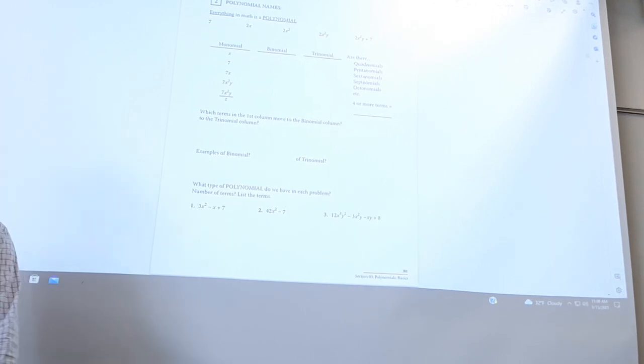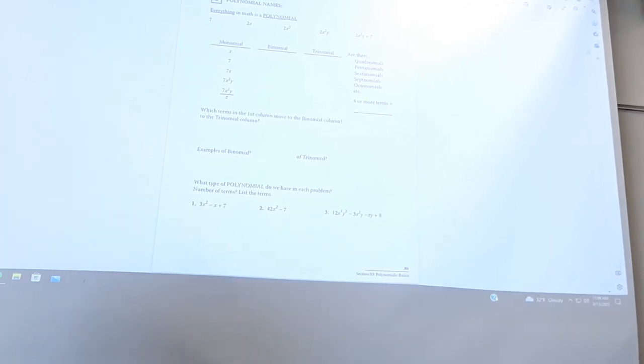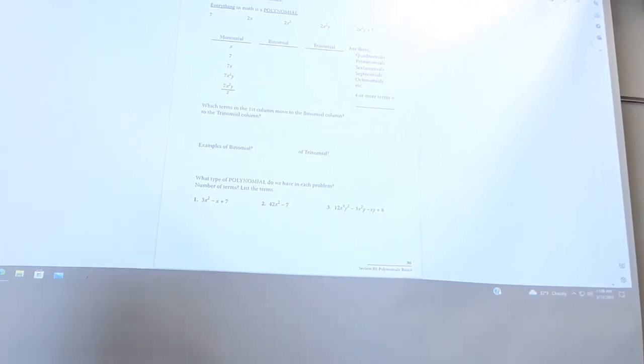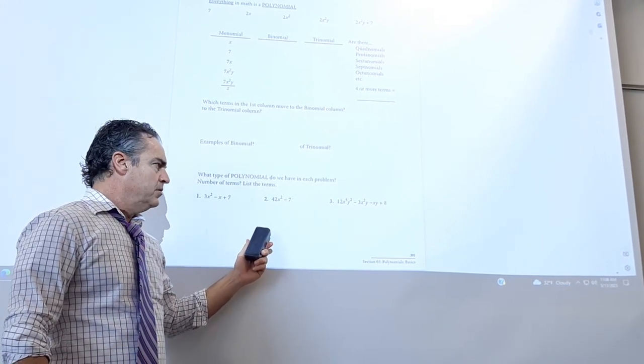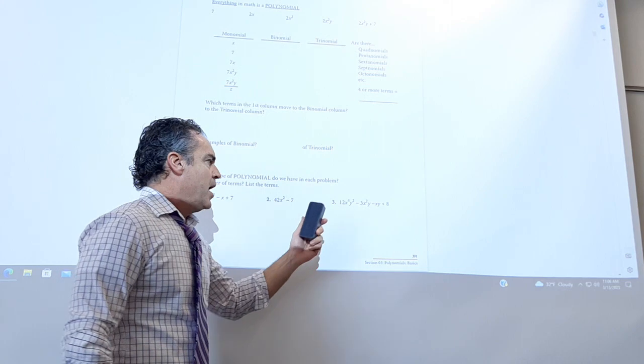Let's go to the next one. 42x squared minus 7. What type of polynomial is that? It's a binomial. Very good. How many terms? 2. What are the terms? 42x to the power of 2, and then negative 7. Very good.